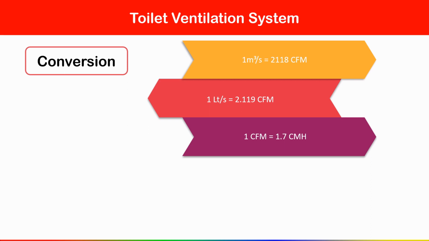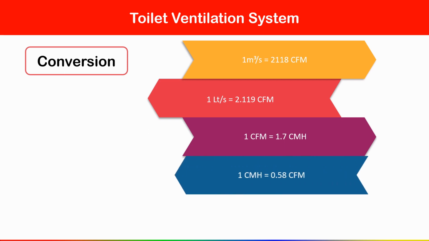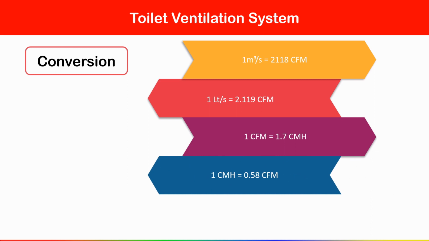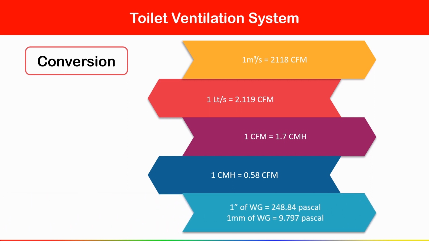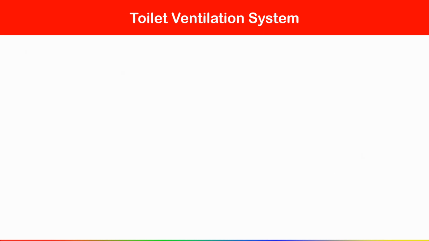Okay, remember this formula is very important. Now the next is 1 cmh is equal to how many cfm? 0.58 cfm. Okay, and 1 inch of water gauge is equal to 248.84 pascal, or 1 mm of water gauge is equal to 9.797 pascal. Okay, so all of you try to memorize all these conversions, it is very important.